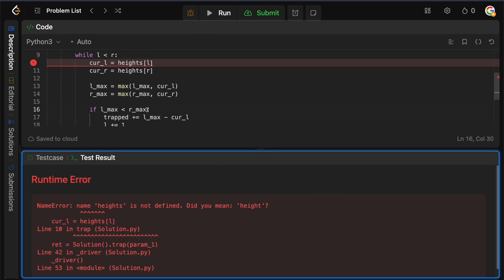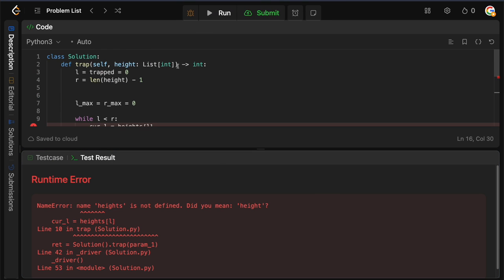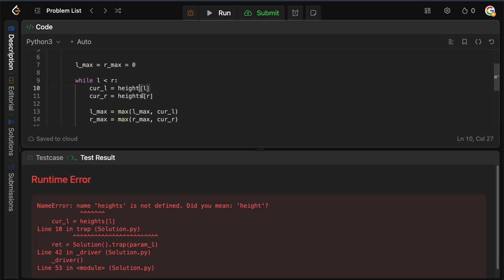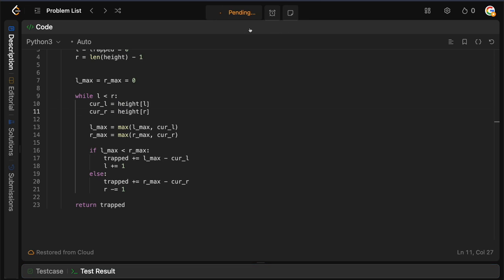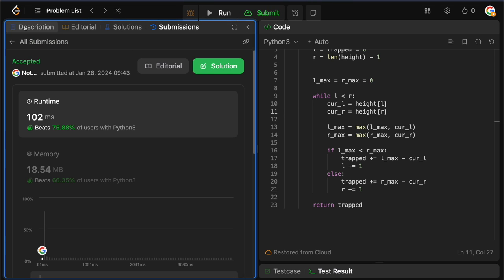Let's run this. Heights. Oh, is it called height now? Okay. Heights. Okay, let's just run that again. And okay, looks good. Let's submit this. And accepted. Perfect. All right.